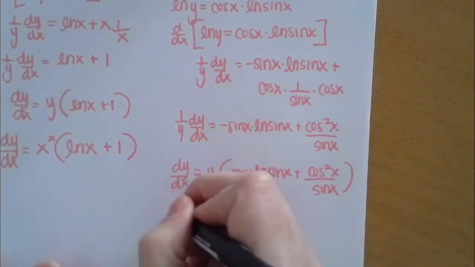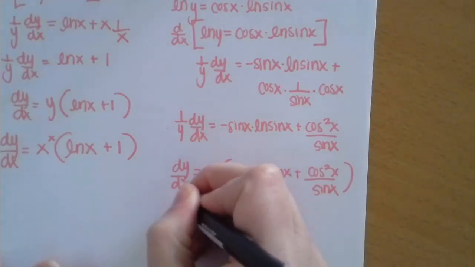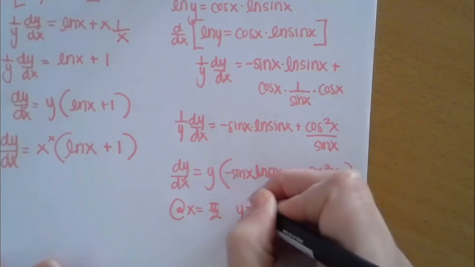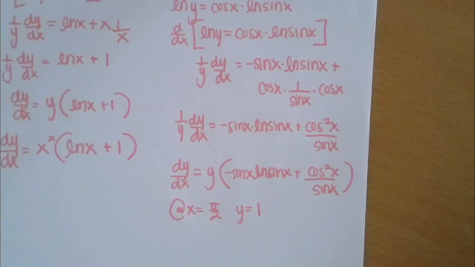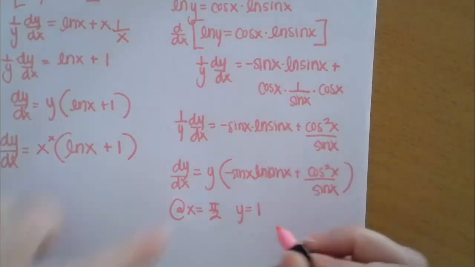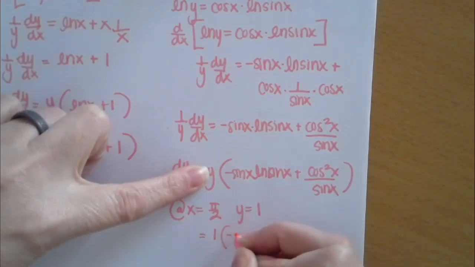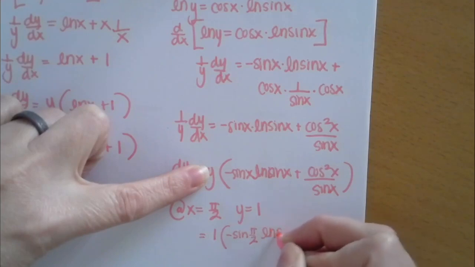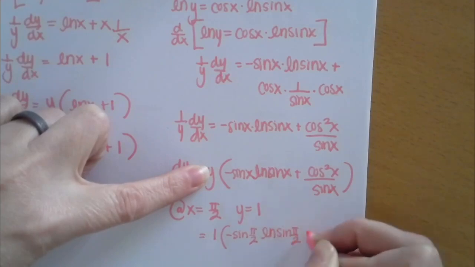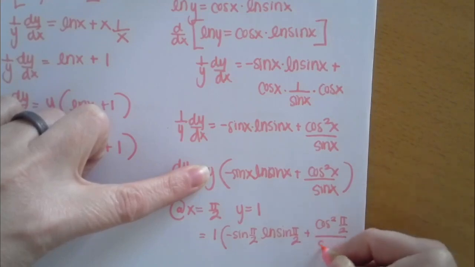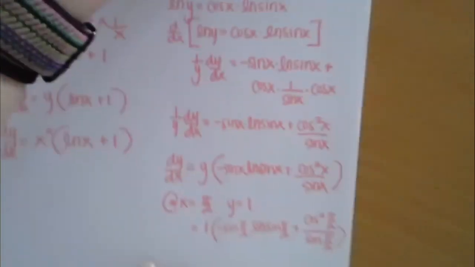So I'm going to go ahead and leave it the way it is, and I'm going to say the derivative at pi over 2, well, we know that y is 1, because we solved that at the beginning. We're just going to sub in 1 for y times negative sine pi over 2, the natural log of sine of pi over 2, plus cosine squared at pi over 2, over sine at pi over 2. We talked about these values just a second ago.